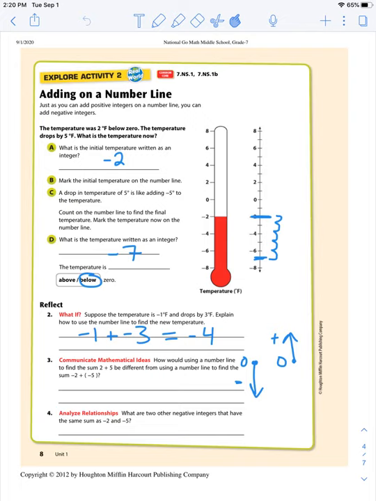All right, so what are two other negative integers that have the same sum as -2 and -5? Well, we said -2 and -5, the sum is -7. So you could say -1 plus -6 equals -7. You could also say -3 plus -4 equals -7.